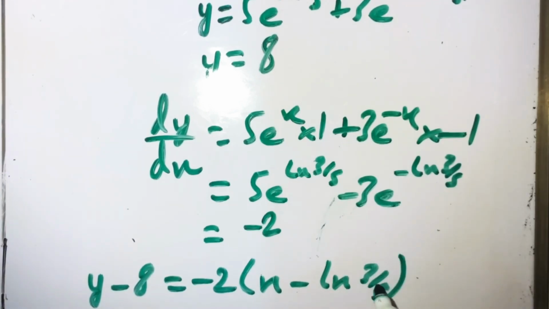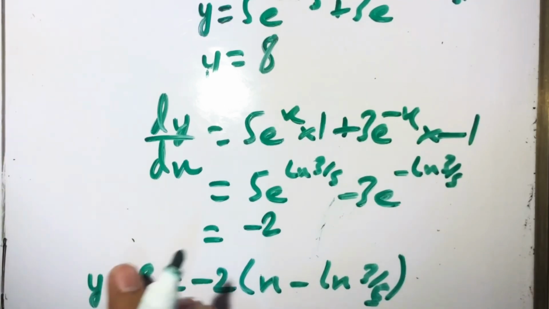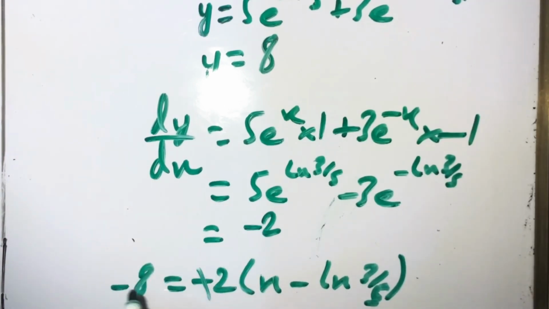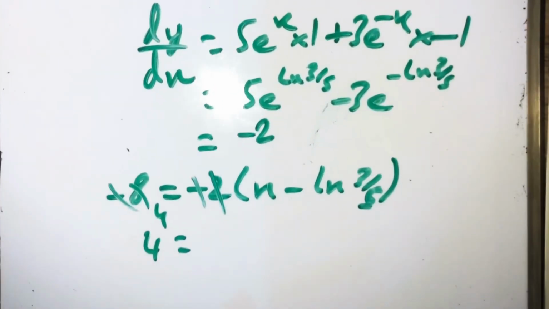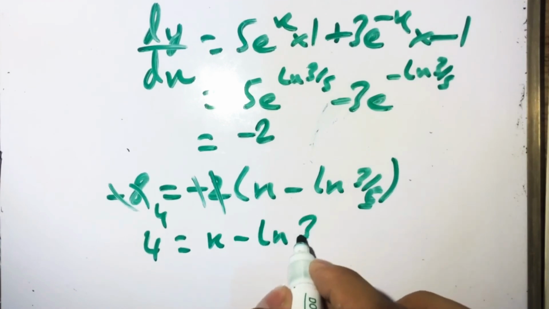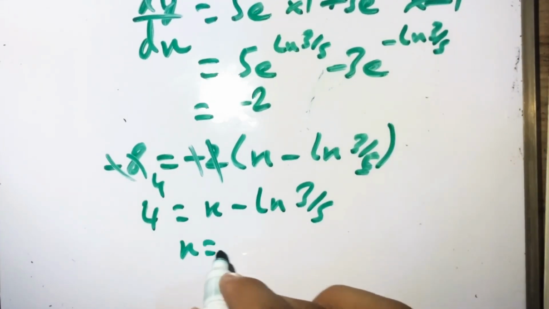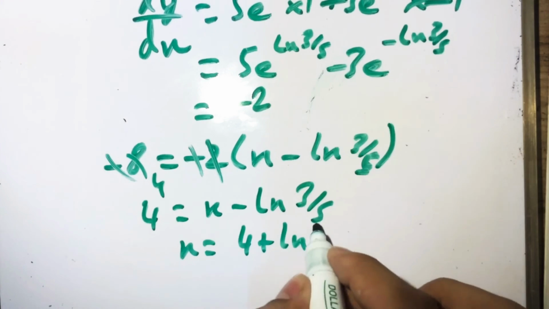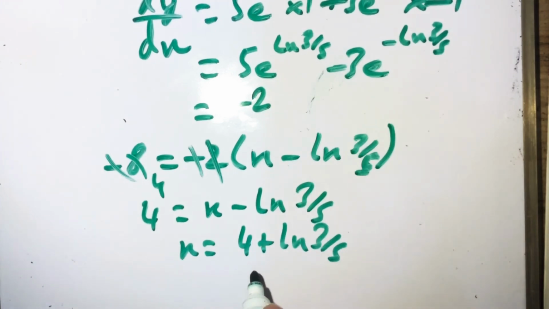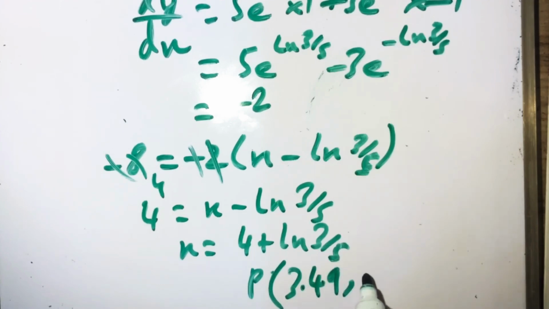Now the tangent crosses the x-axis at P. That means that y is 0. So we'll remove y from here. 2 1s are 2, 2 4s are 8. So x is equals to 4 plus ln 3 over 5. Coordinates of P are 3.49, 0.